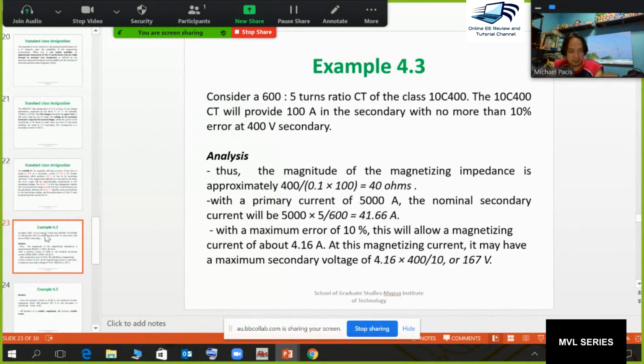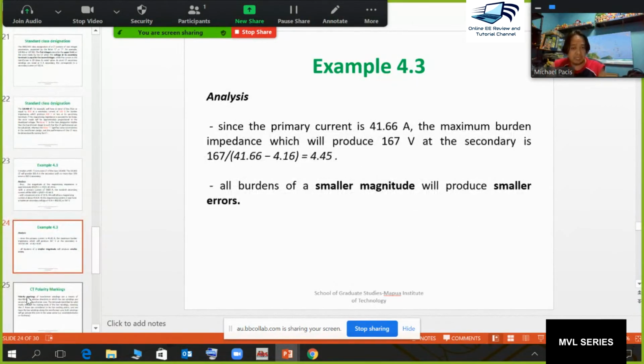If your maximum error is 10%, this will allow a magnetizing current of 4.16 amperes. At this magnetizing current, we can get the secondary voltage by multiplying the 4.16 by Zm, which is this. So 4.16 times 40 ohm, the answer is 167 volts. So therefore, you can now get the error.